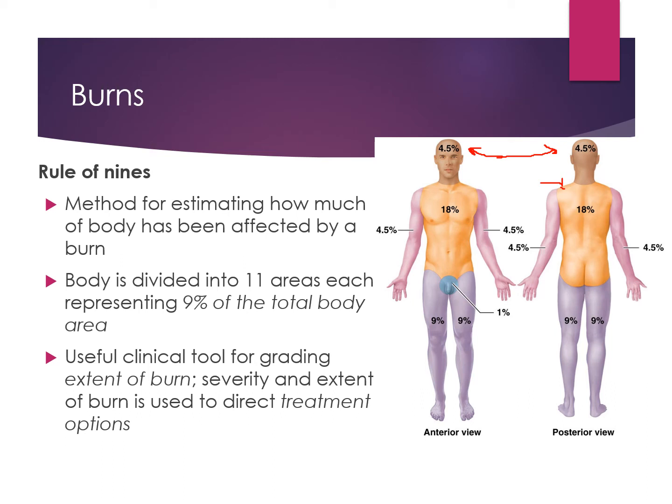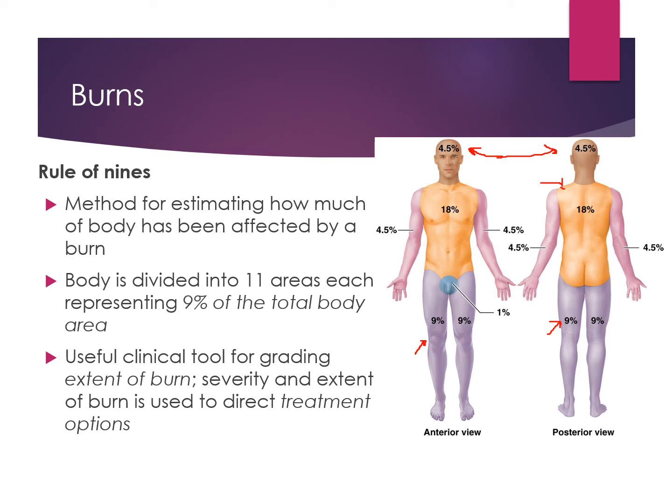The front and back of the arms, that's 9% for each arm. The front of the leg is 9%. The back of the leg is 9%. And what a clinician is going to do when they have a patient that has burns is simply add up the areas that were affected.